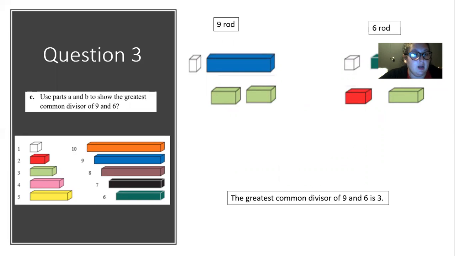Part C, they want us to use the images that we used before for 9 and 6. And we're going to take a look at these pictures, and do we see anything similar out of both of them? I think it's these 3s right here. So the greatest common divisor, which is going to be the biggest number that is able to divide into both numbers, is going to be 3.